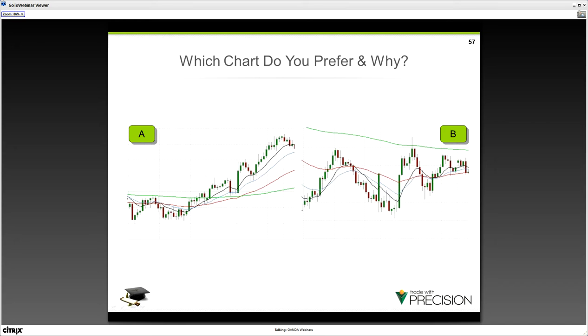All right, just looking at some of your responses here. Some folks are saying A, there's a nice smooth uptrend. Some folks are saying chart A because it's making higher highs and higher lows. It's very clear. Okay, so most everybody's going with chart A.